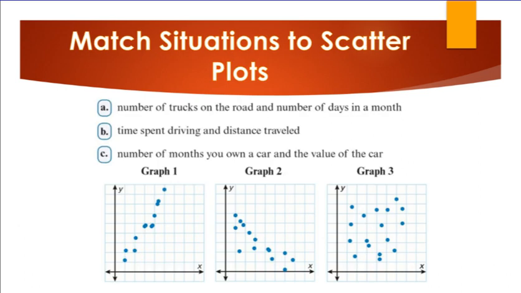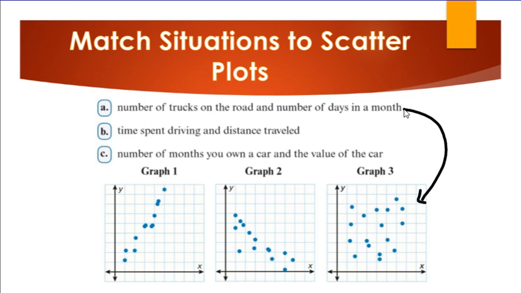Next, let's match the situation to the scatter plots. So the number of trucks on the road and the number of days in the month. While they can vary, and there's not a specific day that there's more trucks on the road depending on the number of days in the month. So we would say there's no correlation with those. So that would have to be graph 3.